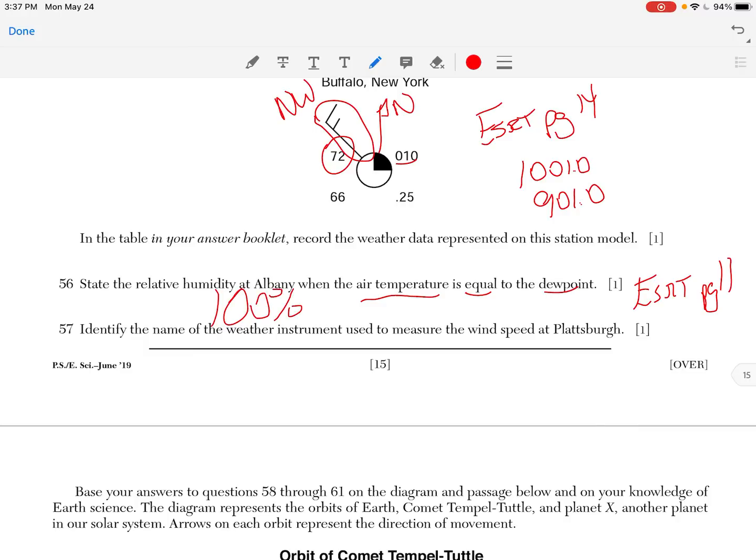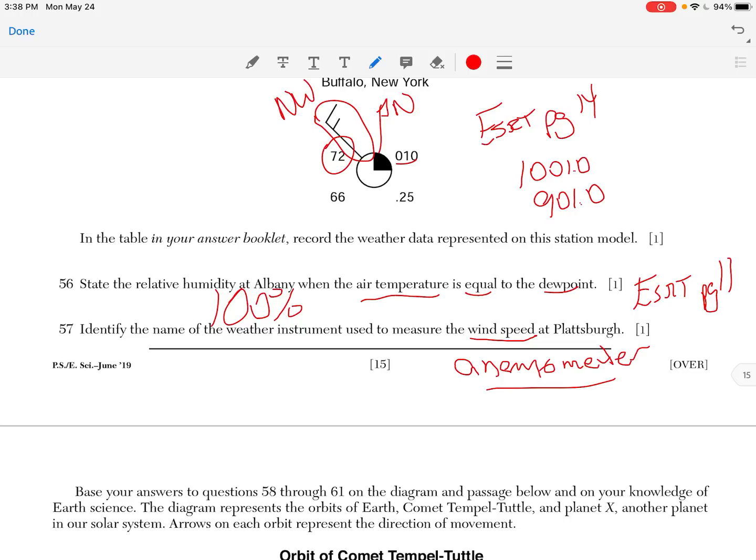Number 57, the name of the weather instrument used to measure the wind speed at Plattsburgh. That's a tricky question just because you have to remember this. You have to know your weather instruments. And this one in particular is a little bit tricky because it's got a hard name. The name of the instrument is called an anemometer. Now, if you're like, I'm not going to remember how to spell that on the Regents exam, no worries. You just got to get close enough and we'll give you credit for it, okay? Anemometer is the answer for the instrument that measures wind speed.